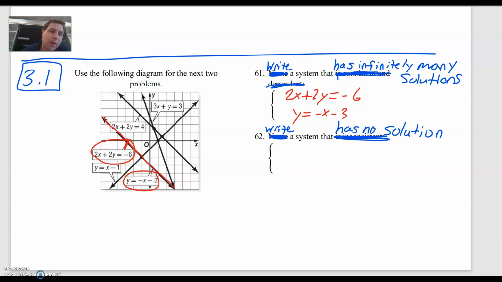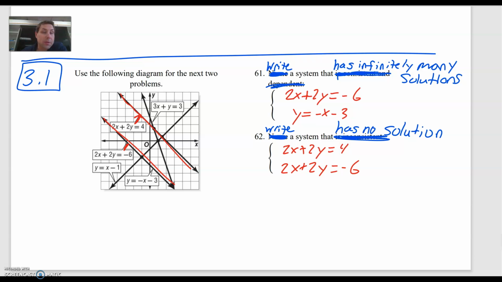The other one is a system where there's no solution. Again, no solutions if they're parallel, and I notice that this line is going to show up, and that line there is also parallel. So these two lines will give me no solution if I solve them. So this is 2x plus 2y equal to 4. That's the first line here. And the other one, I'll just use 2x plus 2y equal to negative 6.